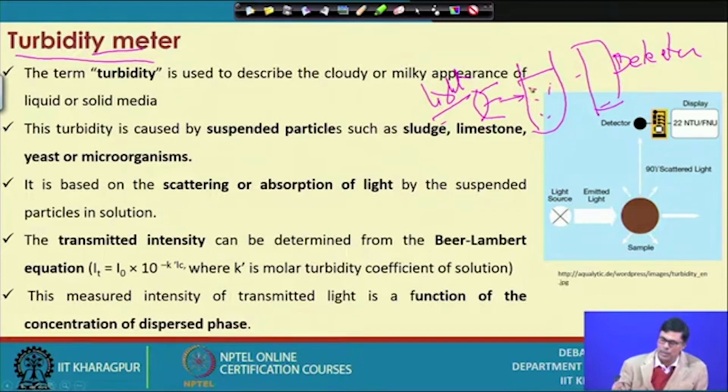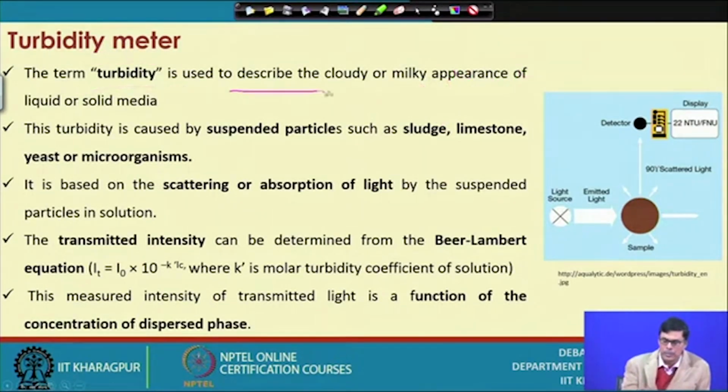Now here it is not absorption; the obstruction is the particle. So light will be scattered, it will strike here, it will strike here like this. If the density is more, less light will penetrate through this tube. So your light intensity measurement here will be less. The term turbidity is used to describe the cloudy or milky appearance of the liquid or solid media.